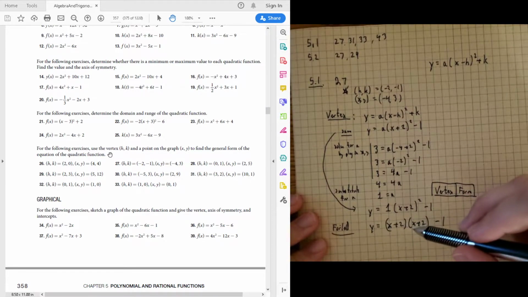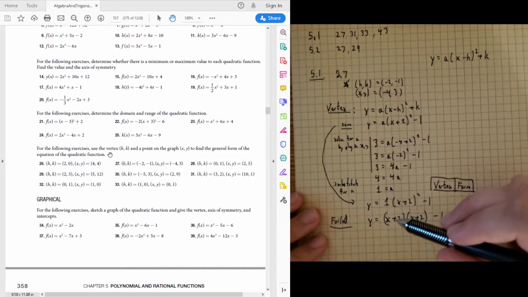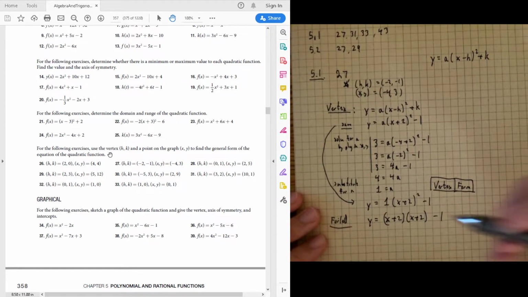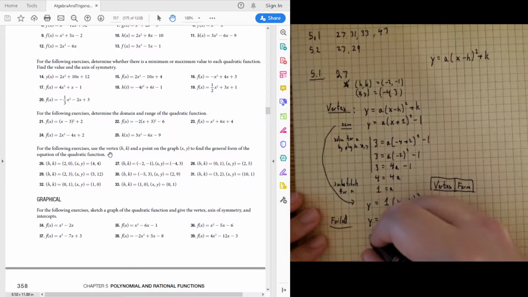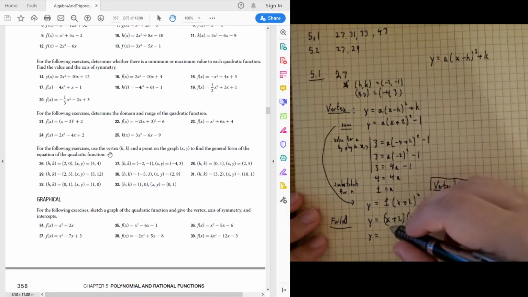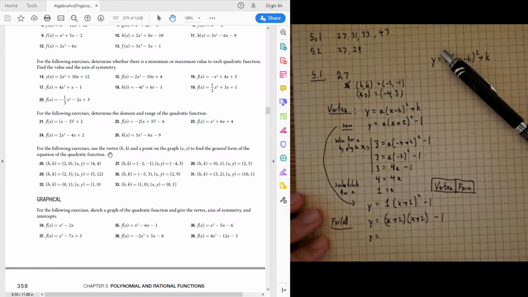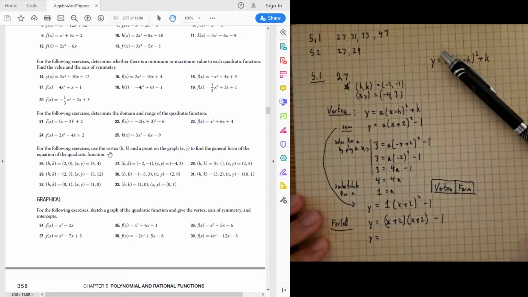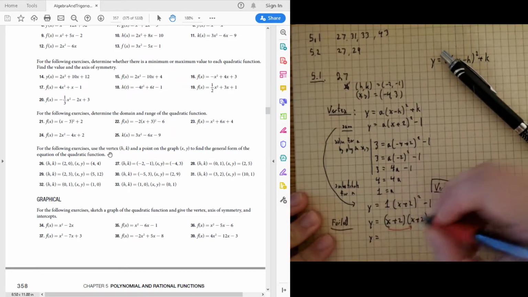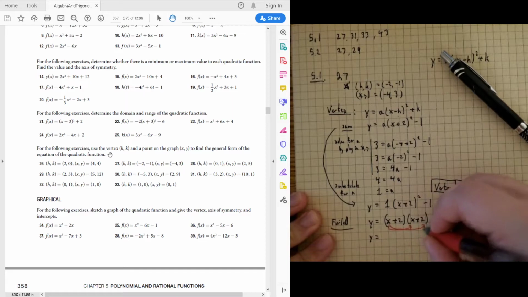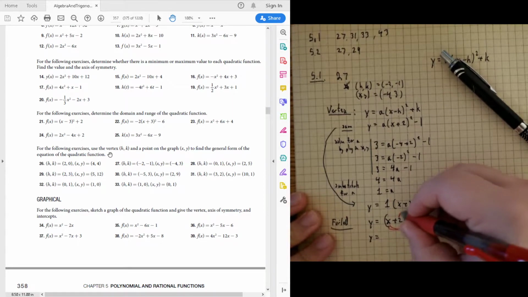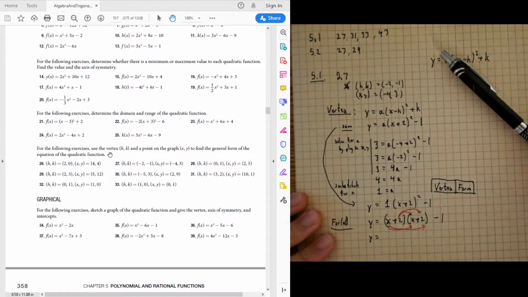Remember, from pre-algebra and algebra 1, multiplication has to come before subtraction. So I'm going to multiply these two together using FOIL. So I'm going to do x times x, x times 2, 2 times x, 2 times 2. Let's do it one piece at a time.